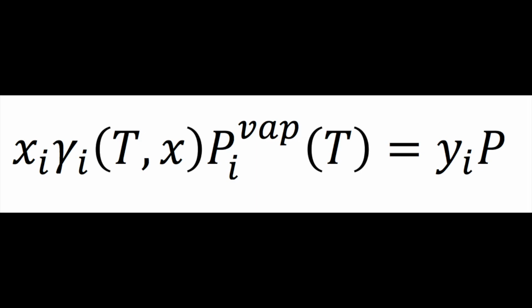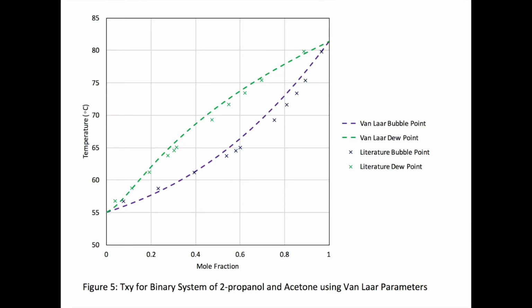We know gamma i from the activity coefficient models, we know the vapor pressures from the Antoine correlations, and we know the pressure of the system because it's open to the atmosphere. This leaves us with 2 unknowns, temperature and vapor composition, which can be solved for using a bubble point temperature calculation. The results of this calculation can be represented in a TXY diagram like the one shown here for the 2-propanol and acetone system when the Van Laar parameters were used to calculate the activity coefficients.